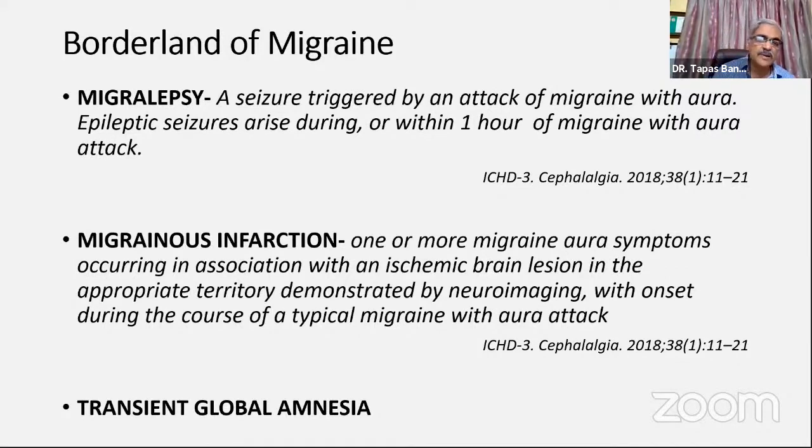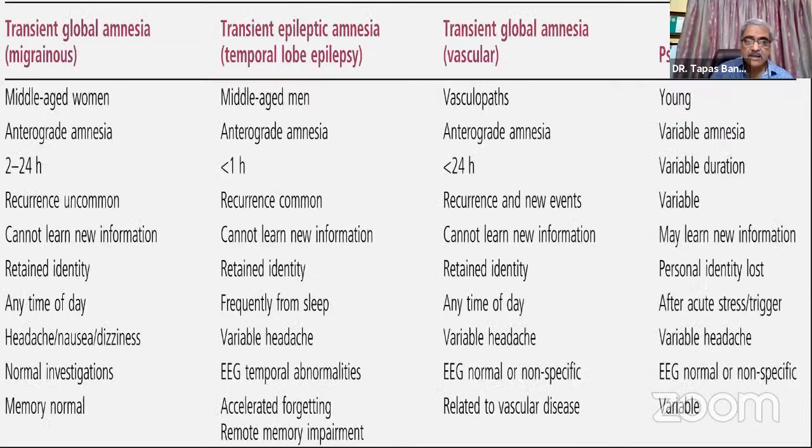Then there's another interesting phenomenon, the transient global amnesia. Now there are 4 categories of transient global amnesia. The transient epileptic amnesia is very clearly distinguishable. It happens in temporal lobe epilepsy. It lasts for less than 1 hour. And if you have an EEG, the EEG will prove that this is an epileptic amnesia. That is not very difficult. The differentiation comes between vascular transient global amnesia and migrainous transient global amnesia, because in both cases, the duration is much longer, almost 2 to 24 hours.